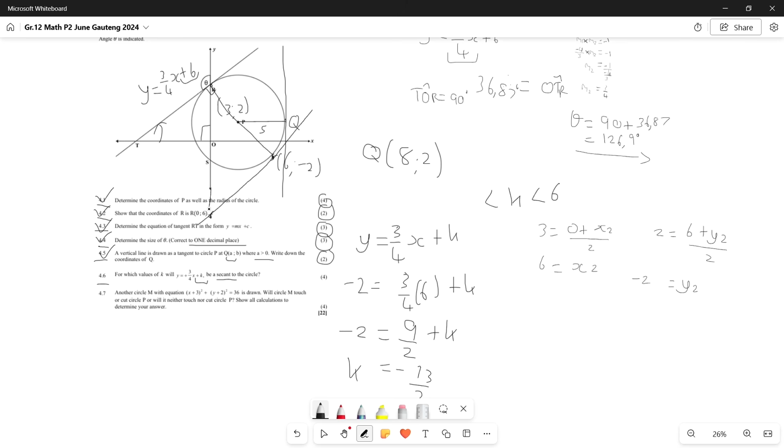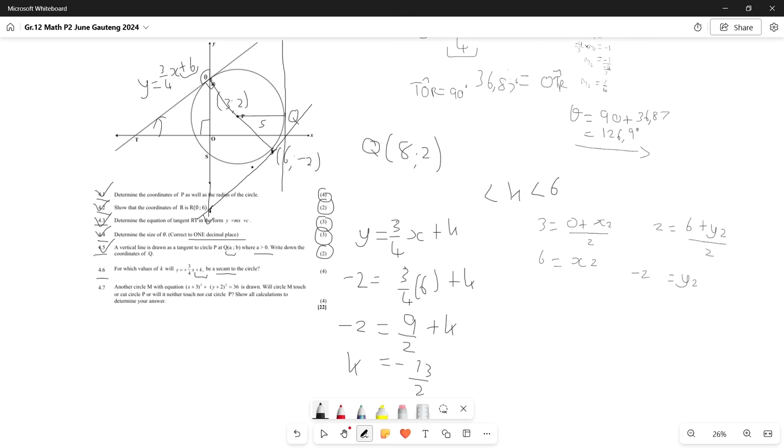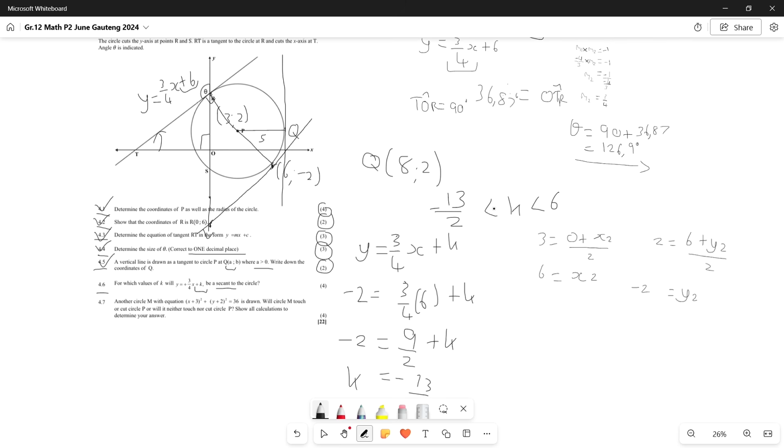So the c value is the y-intercept, and that is what k represents, which means that k, being -13 over 2, will be exactly the y-intercept where this line touches the circle just once and is a tangent, which means we can write this as the lower boundary over here because we have just completed this answer for 4 marks.